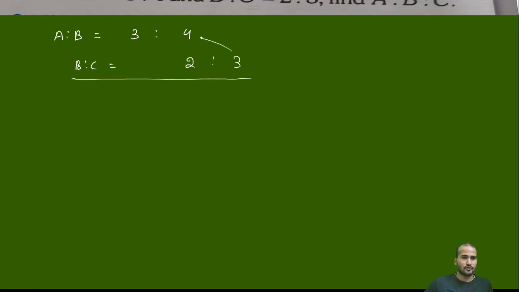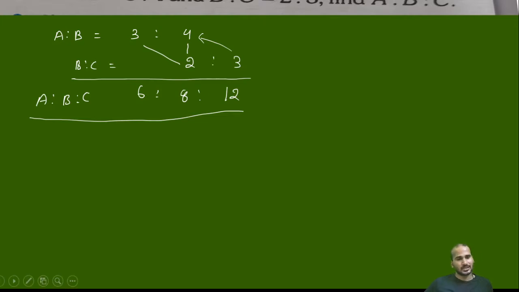Okay students, now question number 7 is the same question, but here you have to find the value A, B, C. So I am doing the second method on this side. A is to B is equal to 3:4. B is to C is equal to 2:3. So 3 4s are 12, 2 4s are 8, and 2 3s are 6. So A ratio B ratio C, this is your answer.